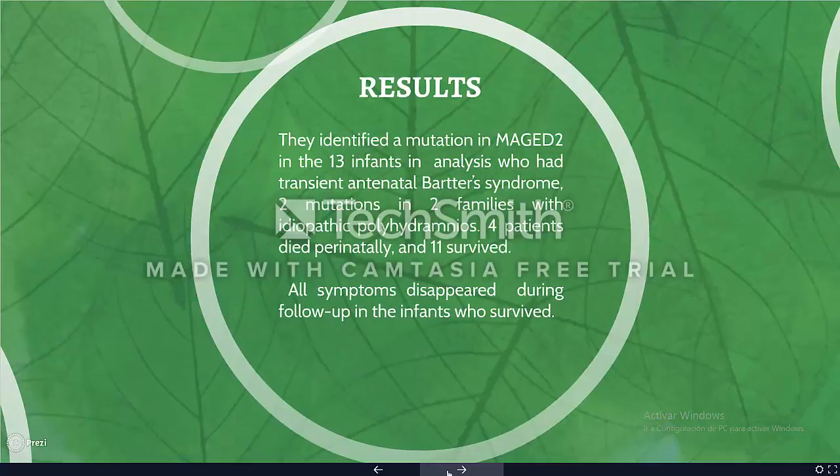In the results, they identify a mutation in MAGED2 in the 30 infants in analysis who had transient antenatal Bartter syndrome, 2 mutations in 2 families with idiopathic polyhydramnios, and 4 patients died perinatally and 11 survived. All symptoms disappeared during follow-up in the infants who survived.